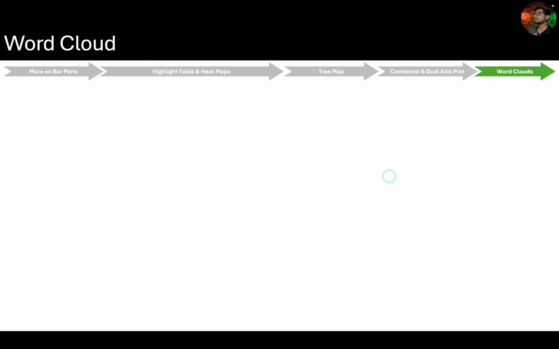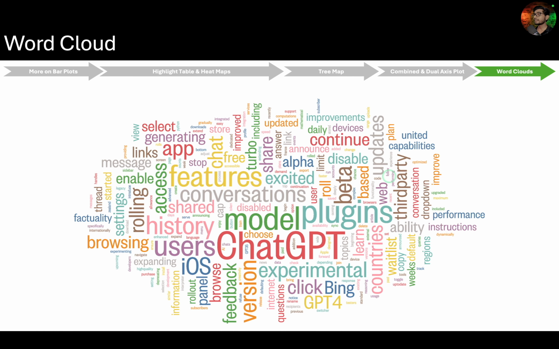And this is what your mental image might look like. Since this article is about tech, your mental visualization may highlight words like ChatGPT, model, users, version in large bold fonts, while words like view, select, generating, or store may appear much smaller.